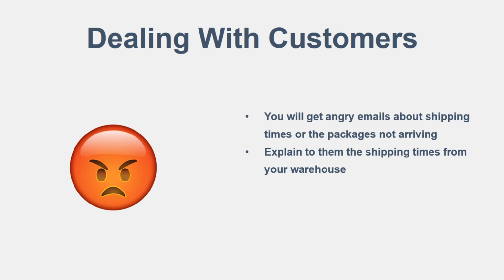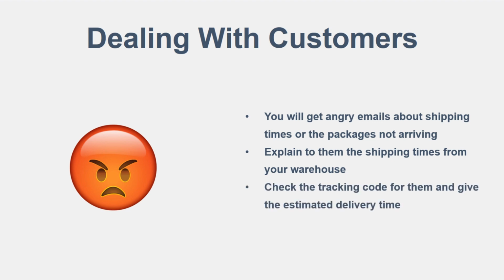Another thing that a lot of people ask is, hey, when is it going to be here? One thing I recommend you definitely do is check the tracking code for them and then give the estimated delivery time. This is something people really like to hear if they're having problems with the shipping time. They're like, when is my package going to get here? They like to see that you can offer a tracking code.